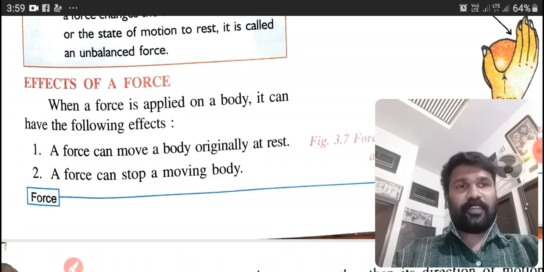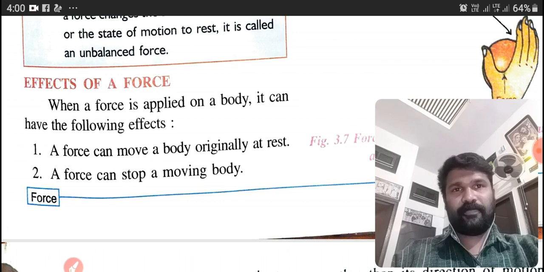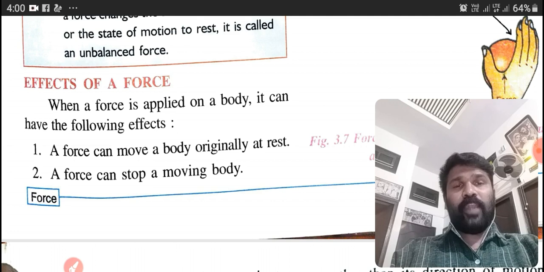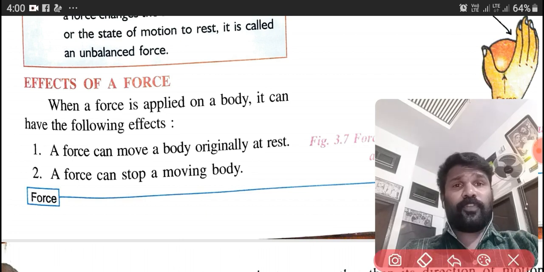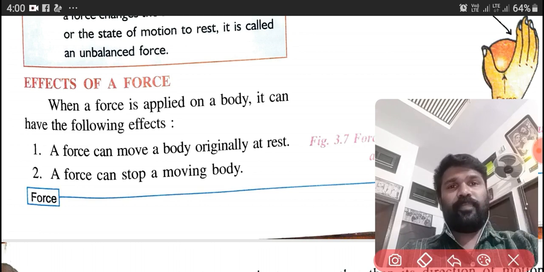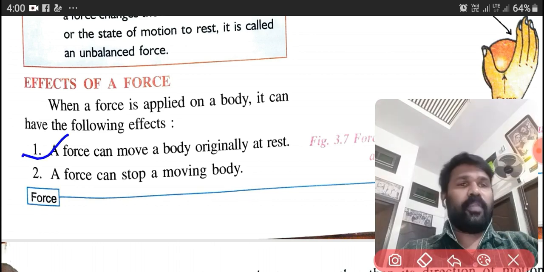Yesterday we discussed what is force and how or when to apply force. When a force is applied on a body, it can have the following effects. First one, a force can move a body.